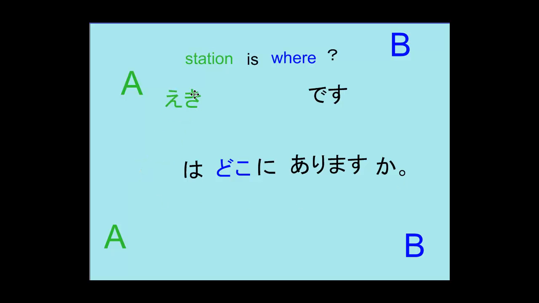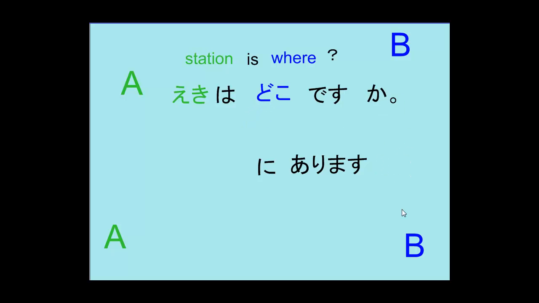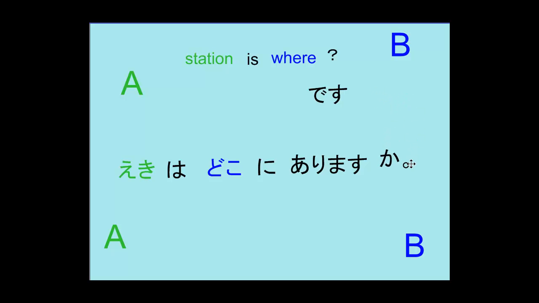Yep. So eki wa doko desu ka? Simple way of asking. Station is where. Slightly more complicated. Eki wa, as for the station. Doko ni, at where. Arimasu, it exists. Question mark, at where does it exist? Eki wa doko ni arimasu ka?